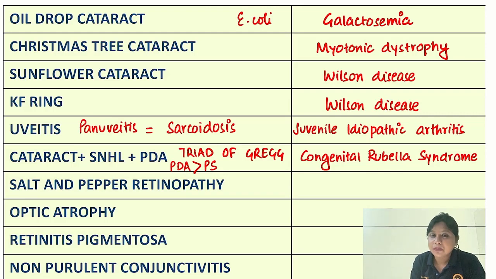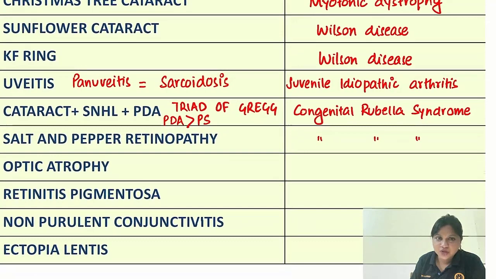Next, salt and pepper fundus. Salt and pepper fundus is again a feature of congenital rubella syndrome. Right? Coming to optic atrophy.